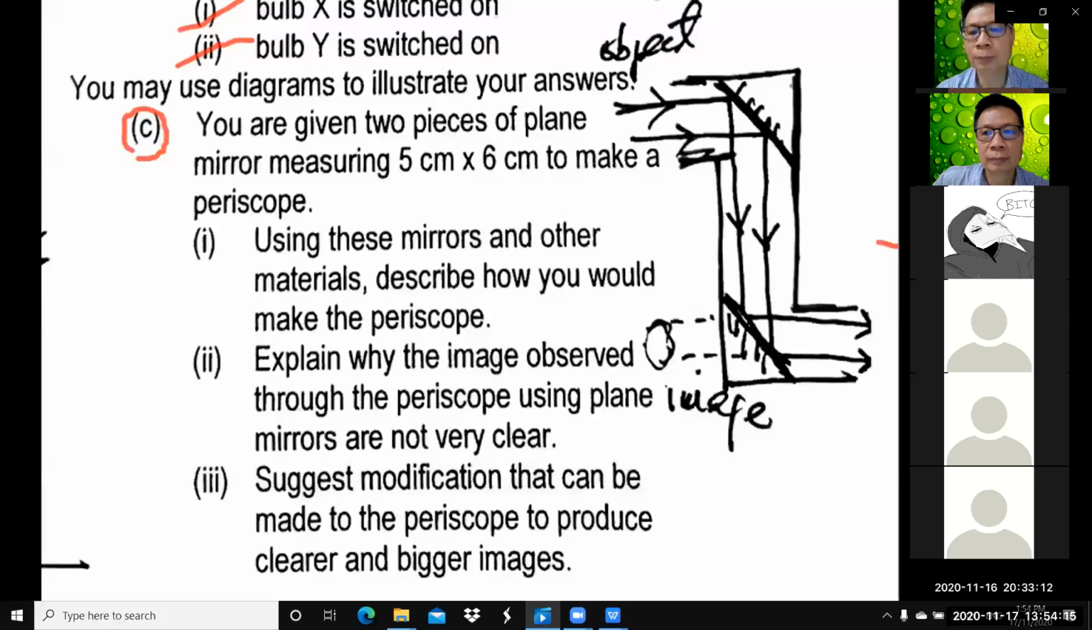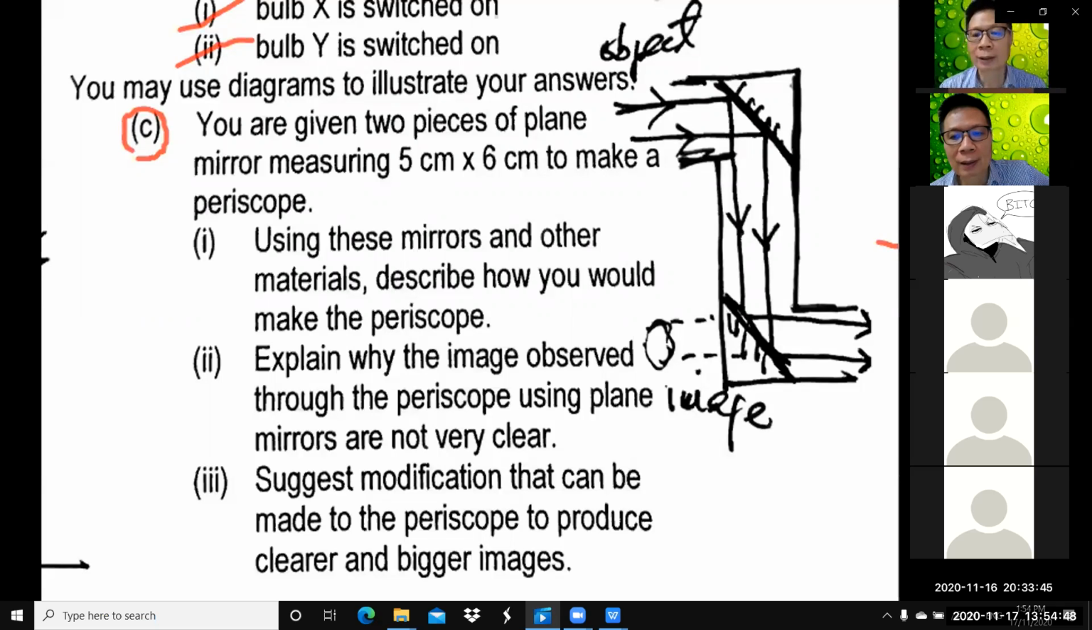L-shaped tube is made from cardboard. Made from cardboard. Must be a tube, you know.